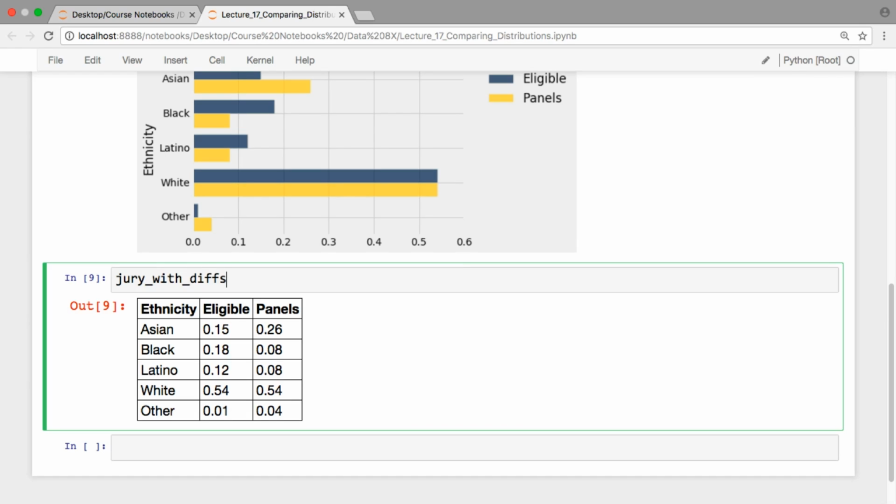So we'll create a new table called jury with diffs. That is jury with a column of differences. And it's this column minus this column. You could do it the other way if you want. And since we're going to do an array operation, we are going to extract the column as an array.